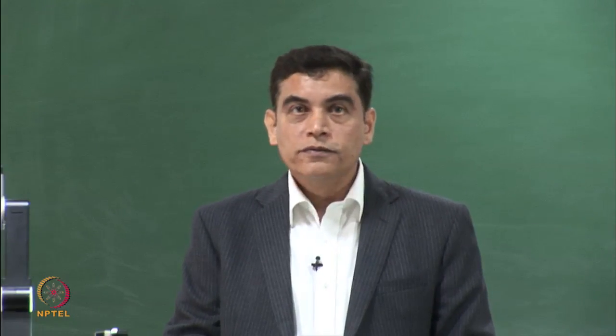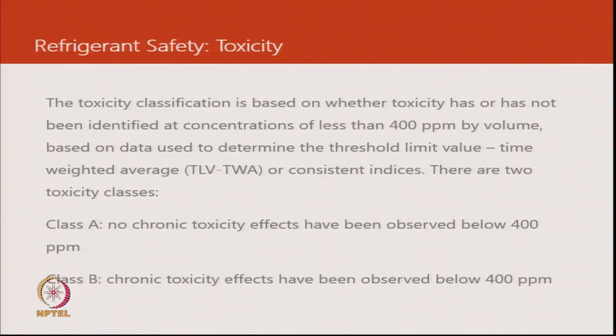So now we come to refrigerant safety, and in refrigerant safety let's look at two elements separately. One is toxicity. There is a classification of toxicity based on whether toxicity has or has not been identified at concentrations of less than 400 ppm by volume, and it is based on data used to determine the threshold limit value. So there are two classifications. Class A is that no chronic toxicity effects have been observed below 400 ppm, and class B is that toxicity is observed below 400 ppm.